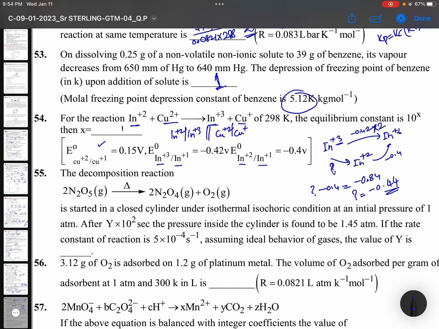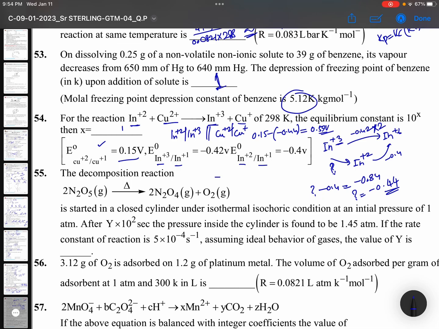So the copper value is 0.15. RHS minus LHS: 0.15 minus of minus 0.44. If you apply this, you will get the value as 0.59. You got the 0.59 value. Okay, now what is that? E naught. Then apply the formula.